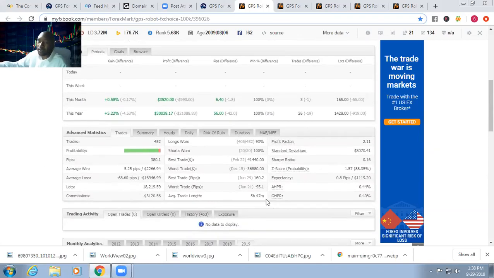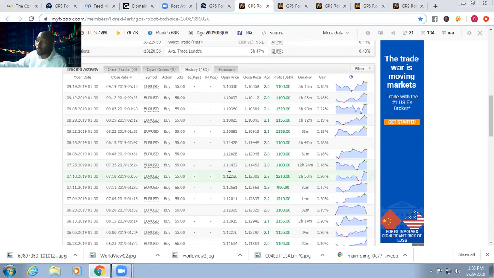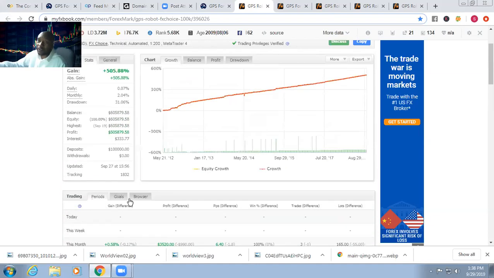This robot is insane. I'm going to go to the history and show you the history on this robot and on this particular account size. Keep in mind, the company that developed this robot pretty much uses it to manage their hedge funds and grow their accounts. They don't make any withdrawals. It really is a hedge fund situation.